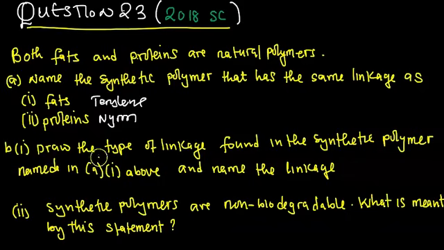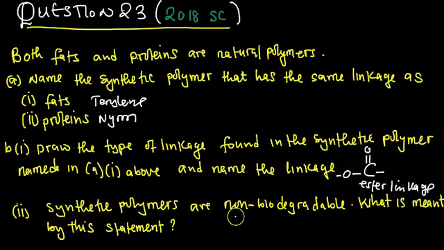Then what is the question? Draw the type of linkage found in the synthetic polymer made in 1 above, that is fats or terylene above, and name the linkage. So the linkage is like this, and I think I've explained at some point how to write this one. So the linkage is this one. And what is the name of this linkage? This is called Ester linkage.